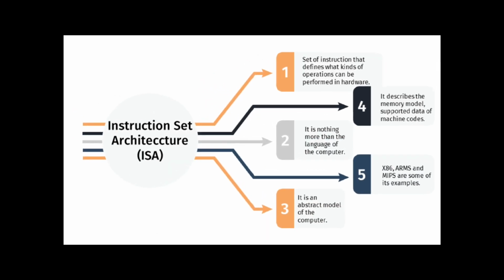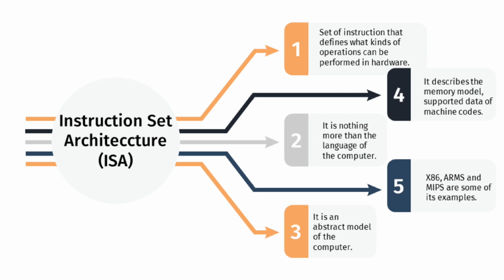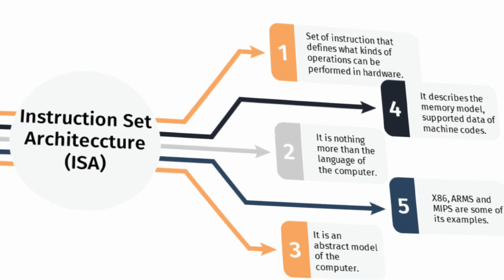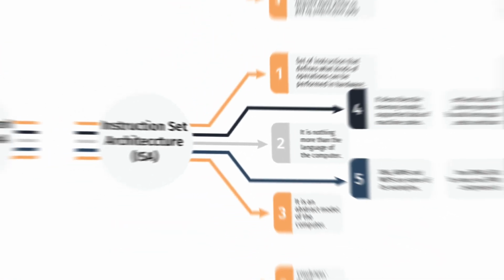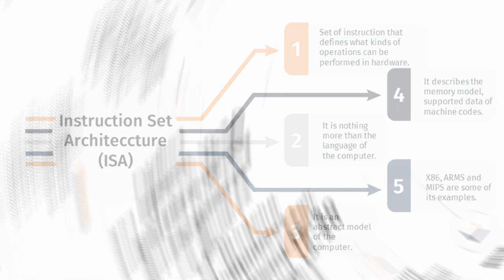Have you heard about ISA, or the instruction set architecture? It is a set of instructions that defines what kind of operations can be performed in hardware. It is nothing more than the language of a computer. It is an abstract model of the computer as well, as it describes the memory model and supported data of machine code. x86, ARM, and MIPS are some of its examples.